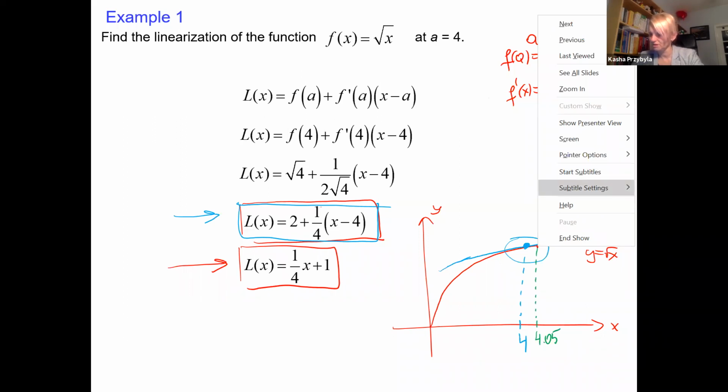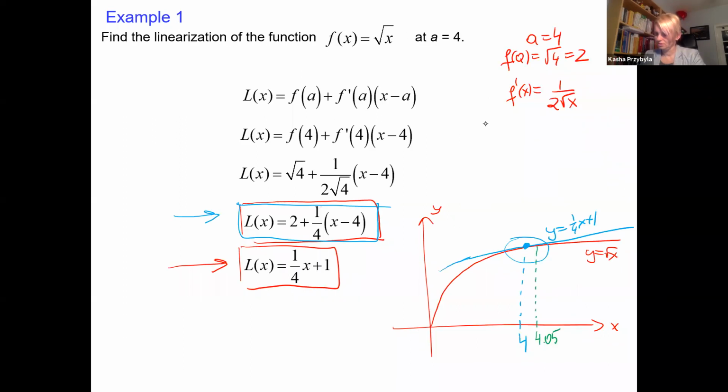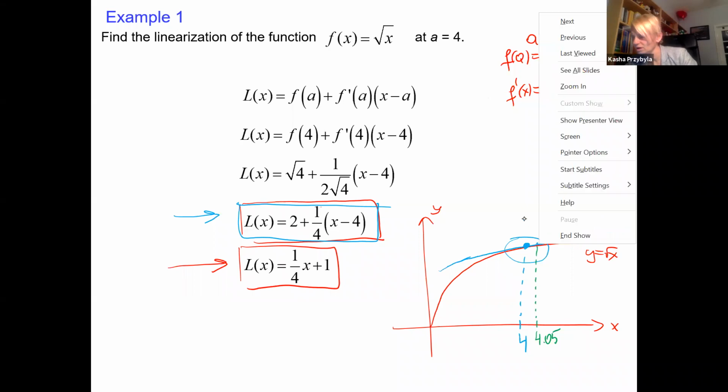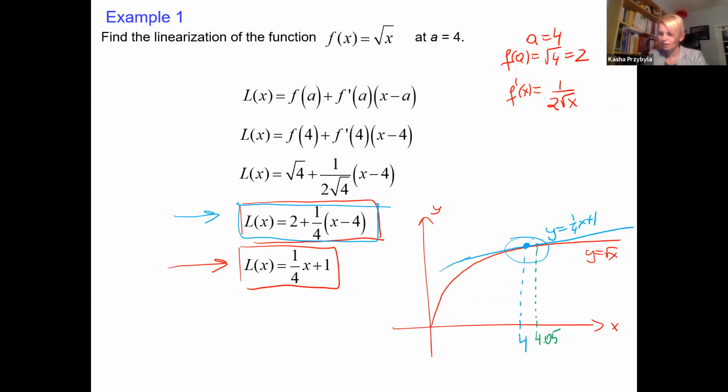Oh, I pressed something. But the blue dot will be the value on the tangent line, which I'm not really drawing. Why can't I draw it? Okay, we can see the red dot is the exact value.